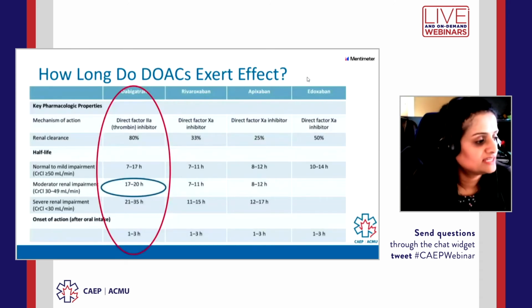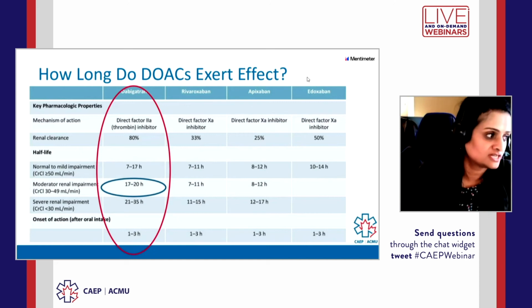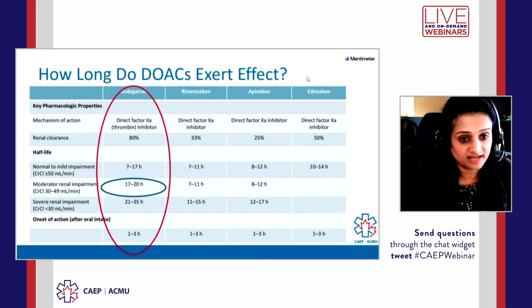This indicates that in this particular example, the patient has moderate renal impairment, and given that dabigatran is the most renally dependent of the direct oral anticoagulant agents, the half-life would be prolonged, to 17 to 20 hours. So if the patient has taken this dose, or if you didn't know that the patient had taken the dose, this is your estimated likely time that it will be in their system. Then you can decide whether you want to go for the reversal agent or not based on that knowledge.